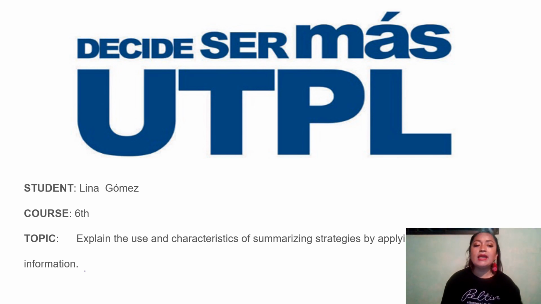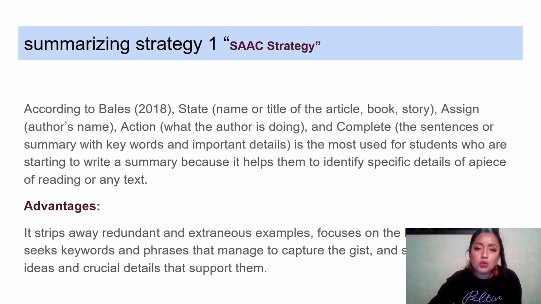The topic for today is to explain the use and characteristics of summarizing strategies by applying them to summarize information. So we are going to see the first strategy. This is the SAC strategy. According to Bayer's 2018, SAC has the next meaning.